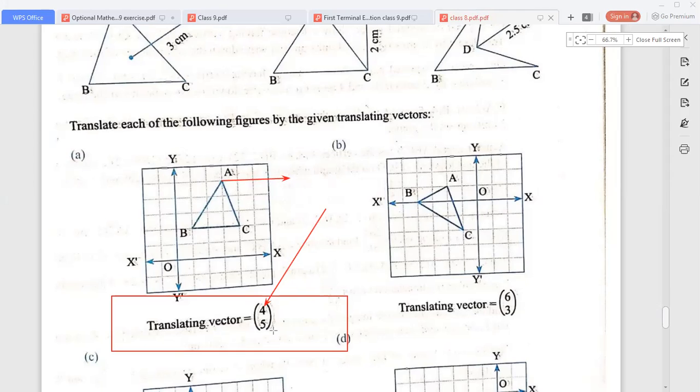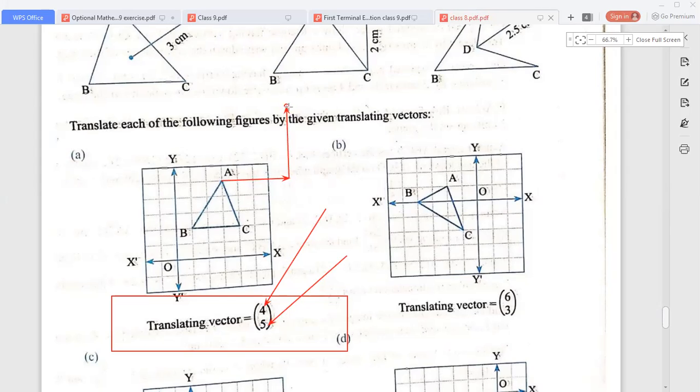And here the second number is 5. Is it positive or negative? It is also positive. So अब यसपछि हामी जाने 5 unit in the up direction, काउन्ट गर्दै 1 2 3 4. And then finally we will reach to the point, and that point is just called as the point A dash.